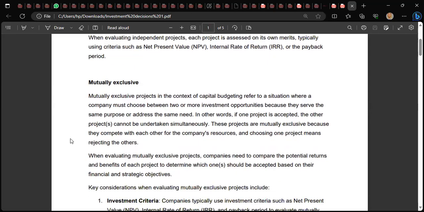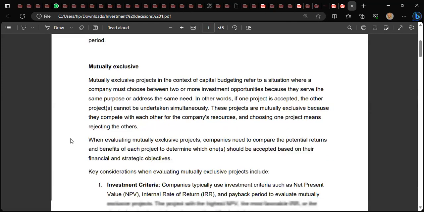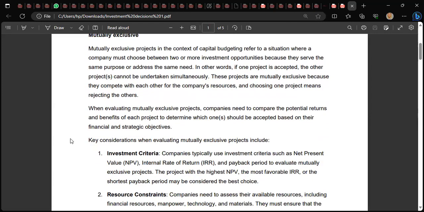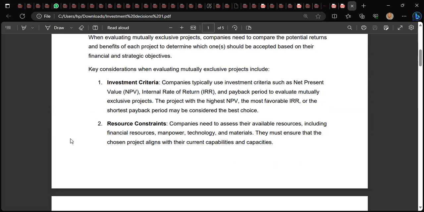So when evaluating these projects, companies need to compare the potential returns and benefits of each project to determine which ones should be accepted. We should rather say which one should be accepted based on the financial strategy and objectives. So some of the key considerations: investment criteria. Companies typically use investment criteria such as the NPV, IRR, and the payback period. So obviously the project with the highest NPV, the most favorable IRR, or the shortest payback period must be considered as the best choice. So you want to go for that one, right?